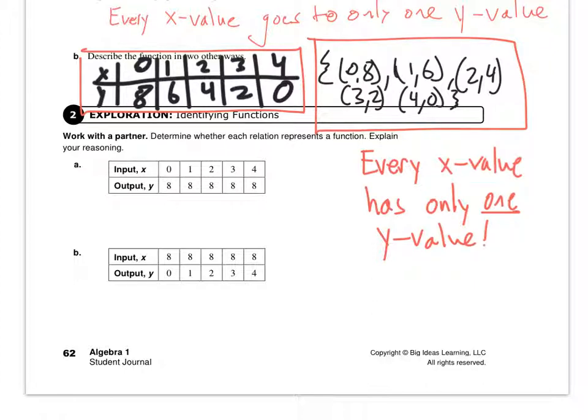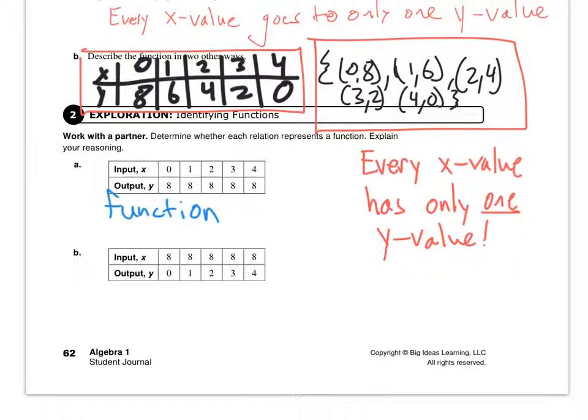All right, so hopefully you worked through those. Let's see what we got. You want to see, does every x have only one y value? 0 goes to 8, 1 goes to 8, 2 goes to, they all go to 8. And is that okay? Yeah, that's fine. So this is a function because every x value only goes to one y value. Every x goes to one y, okay?